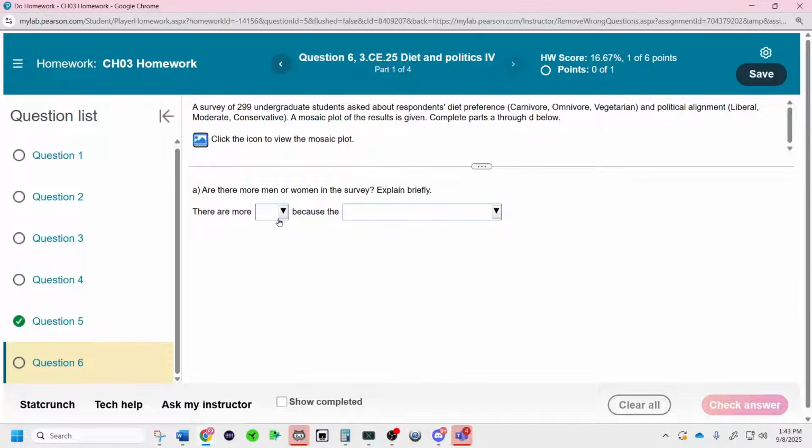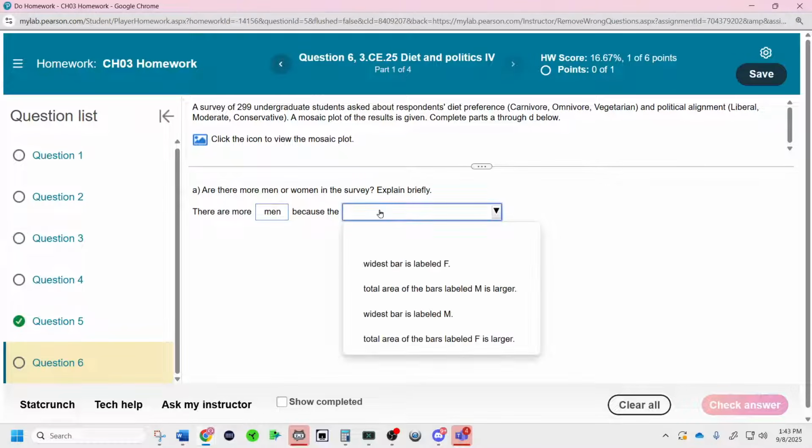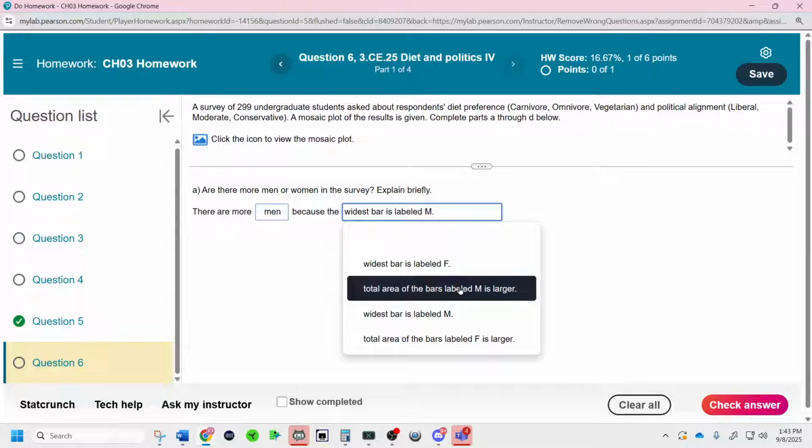And the first thing it says, are there more men or women in this survey? Well, there's always more men in each group. So there's definitely more men, and that's seen in the marginal display. The widest bar is labeled M, and those are the total areas of the marginal bars.